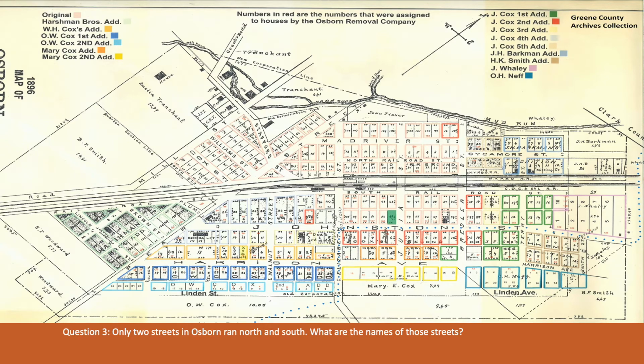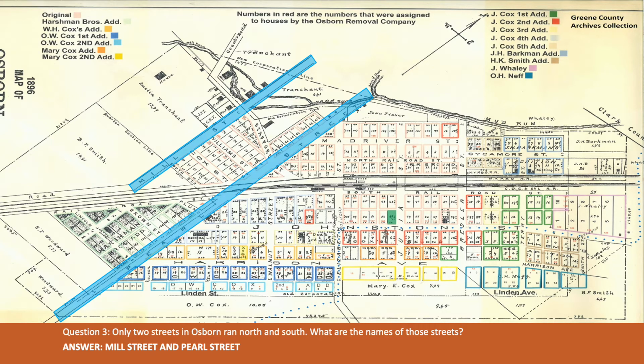Question number 3. There were only 2 streets in Osborn that ran north and south. So let's identify those 2 streets. And I'll give you a hint. Make sure you look at the compass closely before you decide on which 2 streets those are. Looking at the compass closely is important here because it doesn't go just straight up and down. It goes at an angle. So those 2 streets are Mill Street and Pearl Street. We have them highlighted there in blue for you.